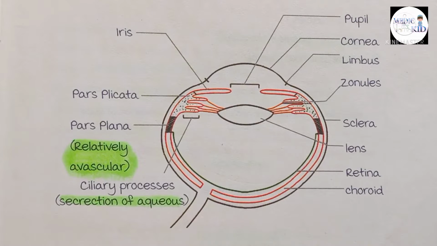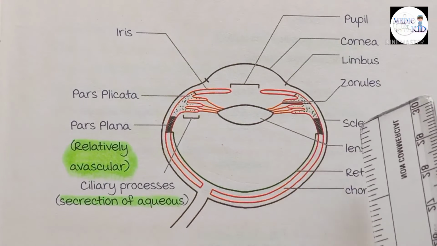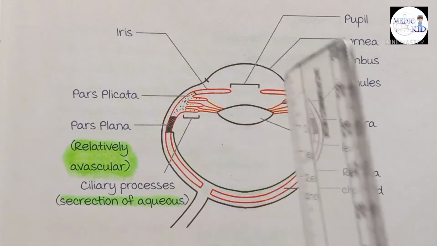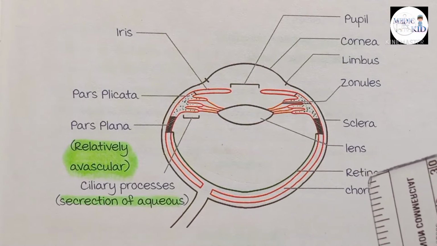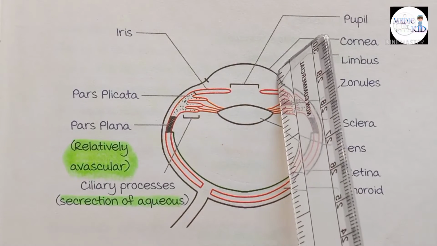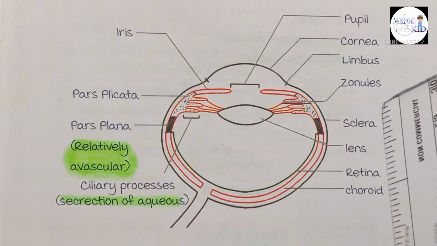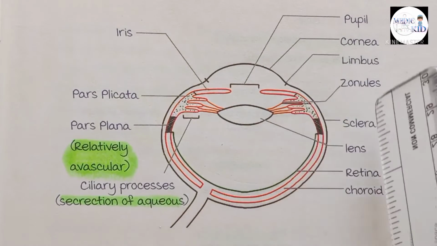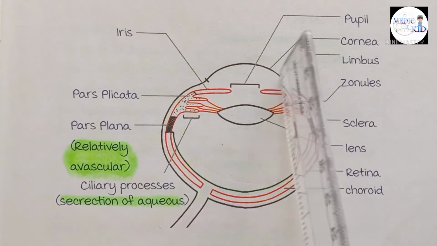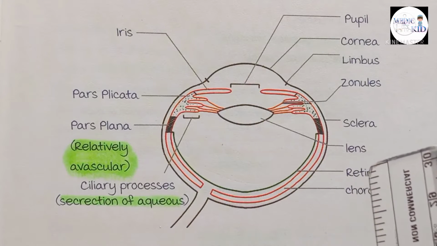Today we are going to talk about the sclera and the limbus, which is the junction between the sclera and the cornea. In the previous lecture we saw the corneal layers and the importance of the cornea. Today we are going to talk about the limbus and the sclera, which is the outermost part. As we know, the eye is made up of three layers.